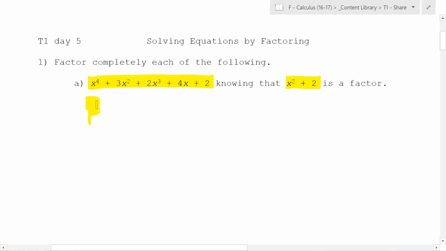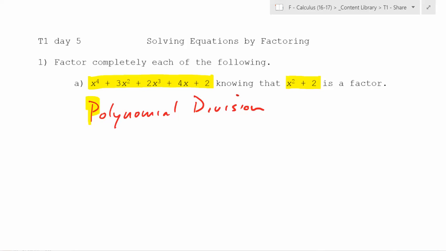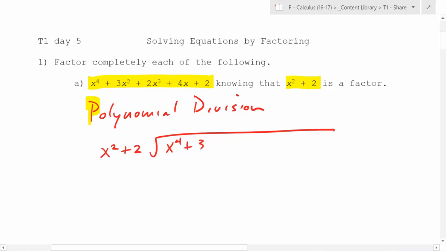Polynomial long division. It runs very similarly to regular long division, and I'm not too confident you remember all your long division, but we're going to review it by doing this. The setup is exactly the same. We want to know what you get when you divide x squared plus 2 into x to the 4th plus 3x squared plus 2x cubed plus 4x plus 2. Anybody want to guess what the first thing we need to do is? Before we do any actual math, we need to put something into the thing we're dividing into.